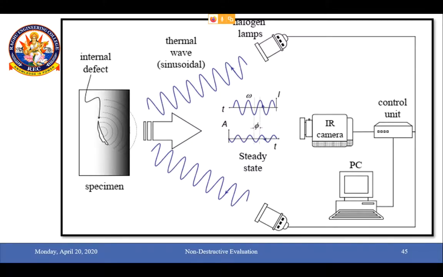In your flash thermography, there was only one flash lamp that was used, but in your lock-in thermography, you are going to use two halogen lamps for the specimen.